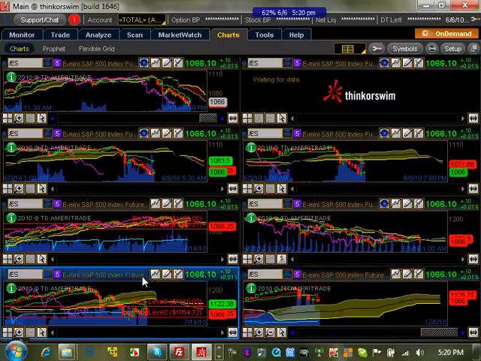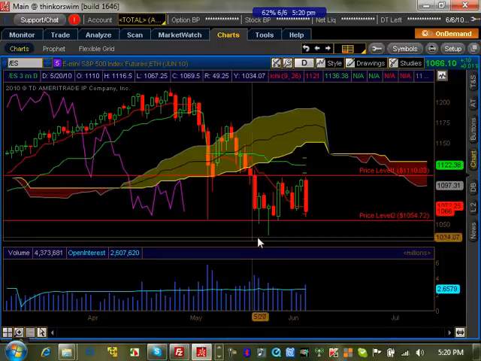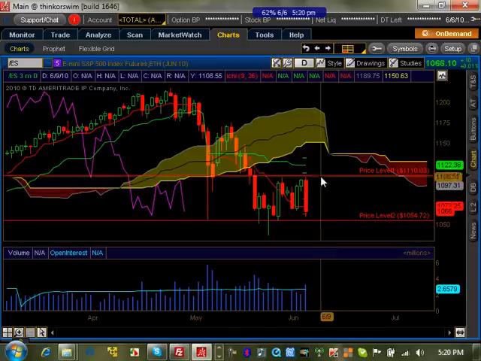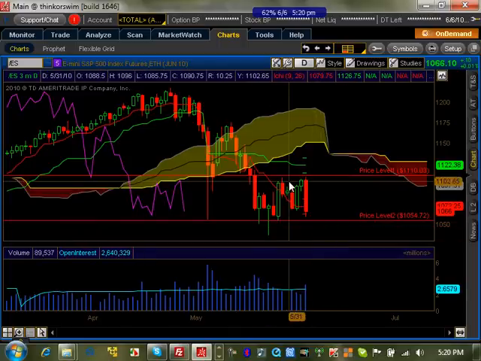Let's go look at the daily chart for the ES. If you look at the daily chart for the ES, same thing. I've already drawn price lines here so you can see the range, but there's nothing going on. So you've got to be very, very careful. There's no trend in the U.S. markets right now at all.